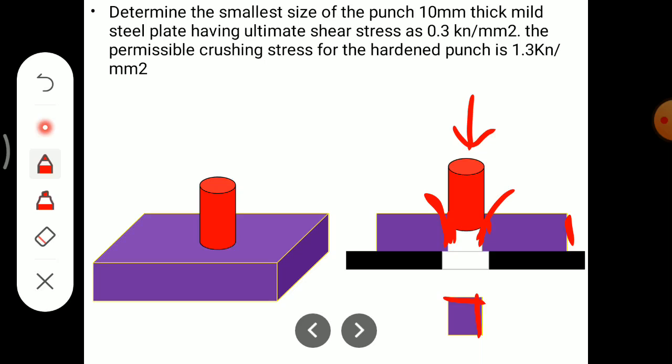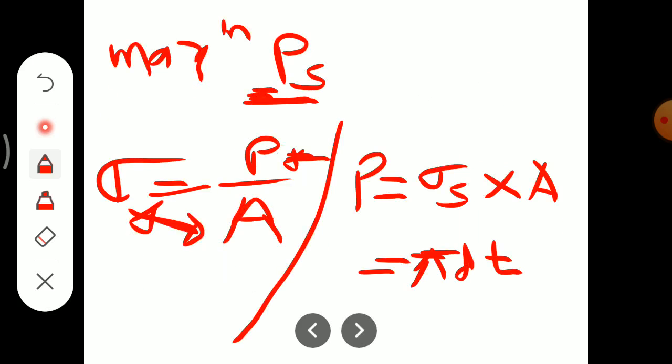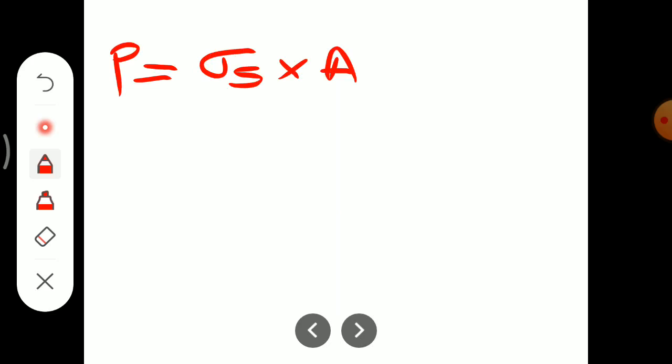जो कटिंग सेक्शन है, कटिंग सेक्शन का एरिया अब हम यहाँ पे लेंगे, तो पाई डी इंटू टी, this is the shear area that we have to consider while solving the problem. Okay, this is the area. Now I will write here P is equal to sigma S multiplied by area.